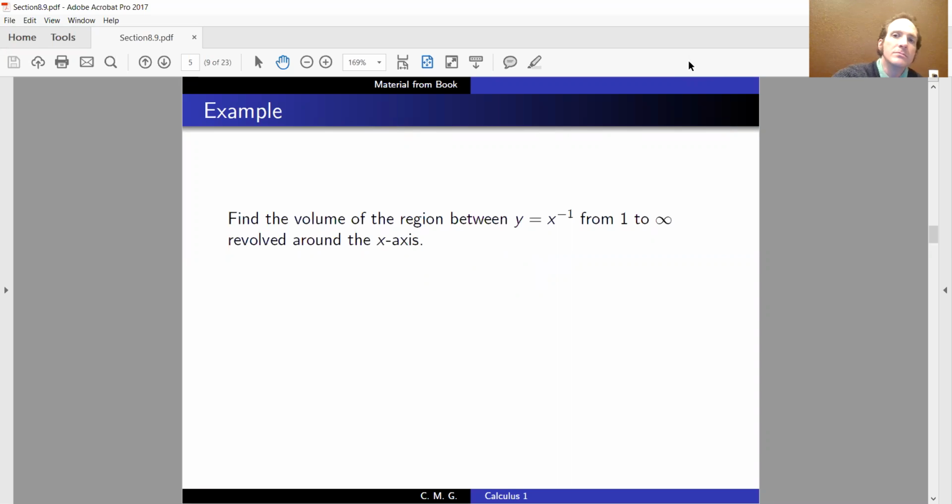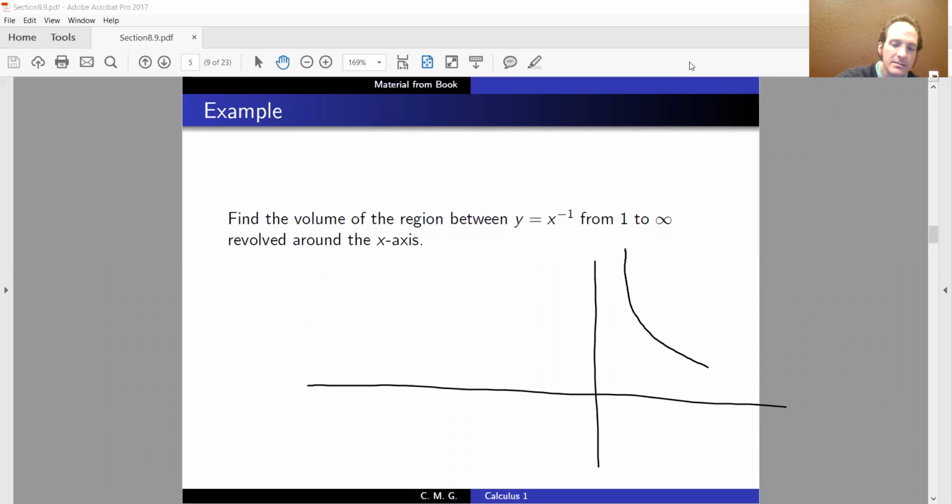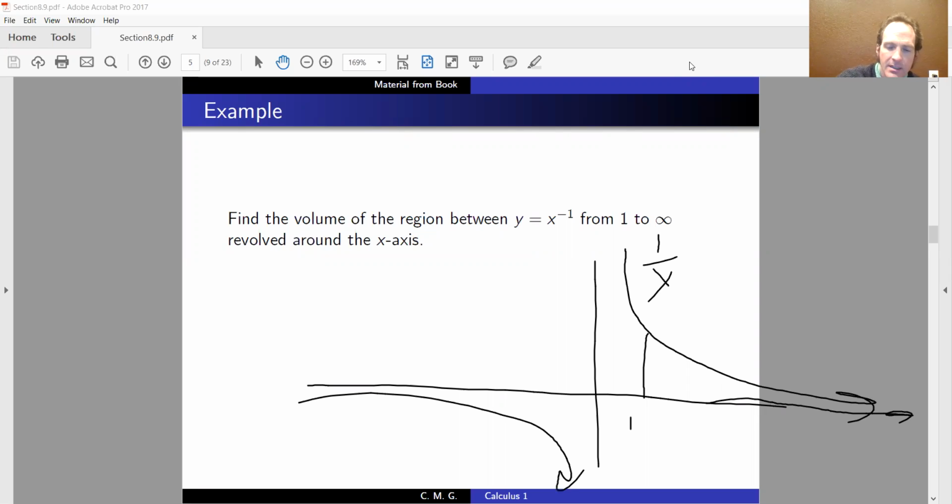So what I'm going to do is take that region that I just had. The region I just had was from 1 to infinity, and it was the function 1 over x. I want to take that region and revolve it around the x-axis and create a three-dimensional object.